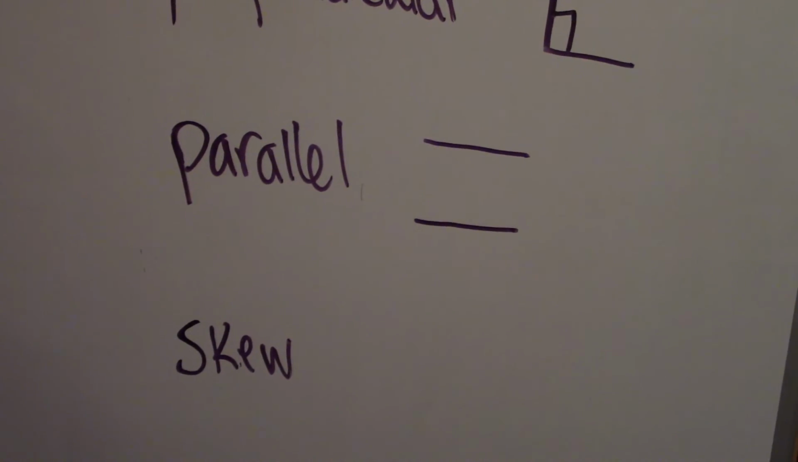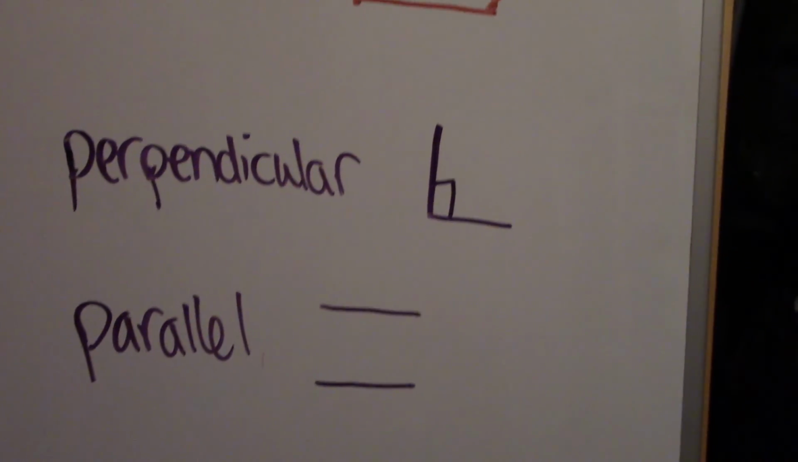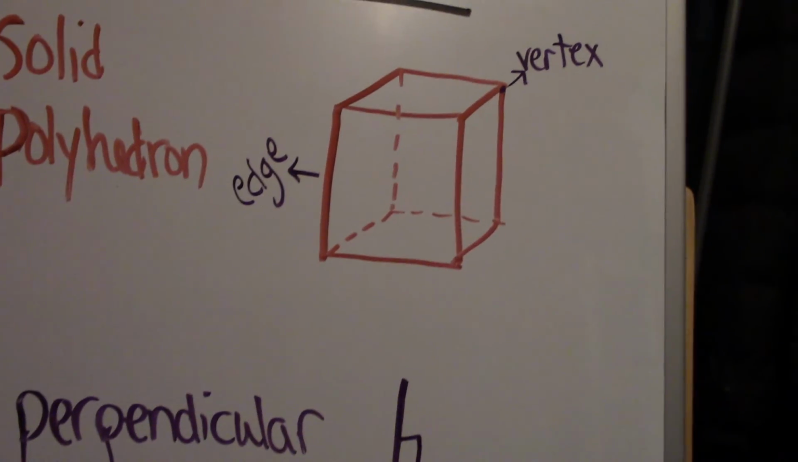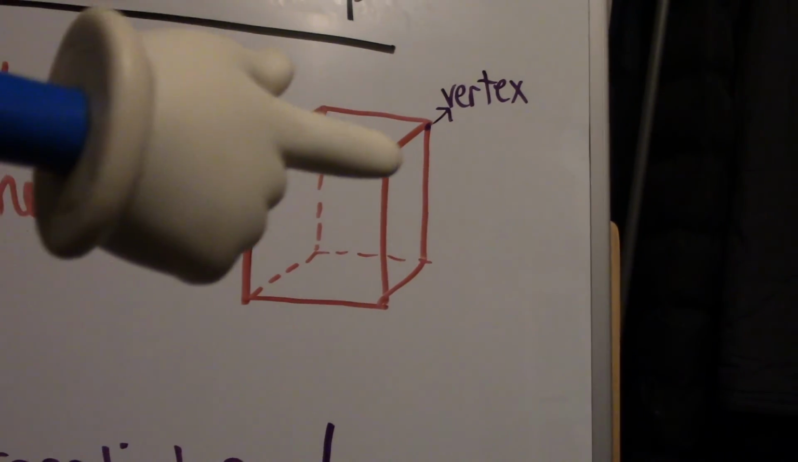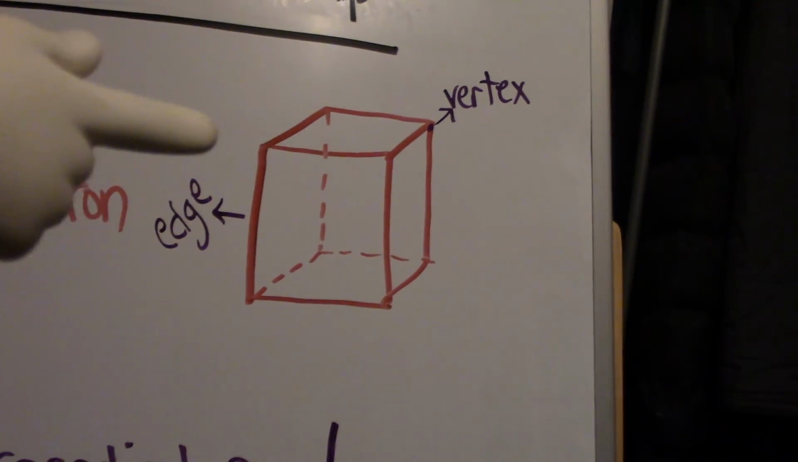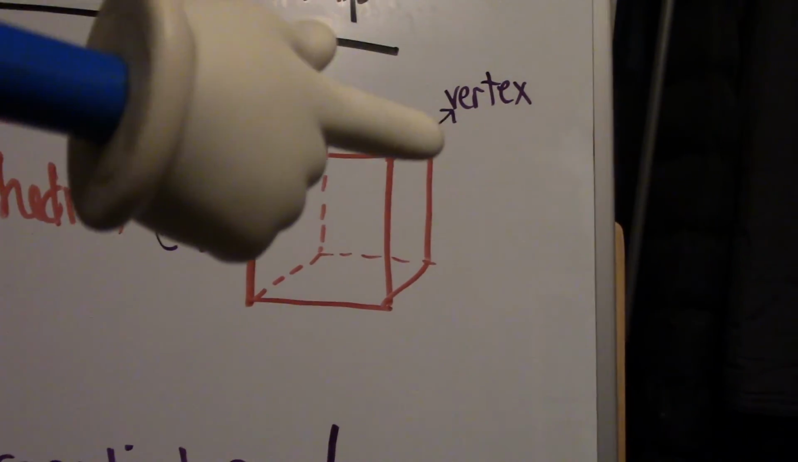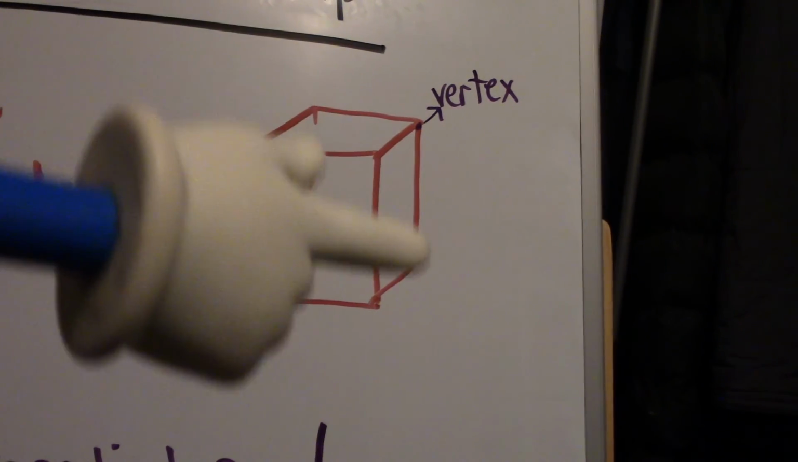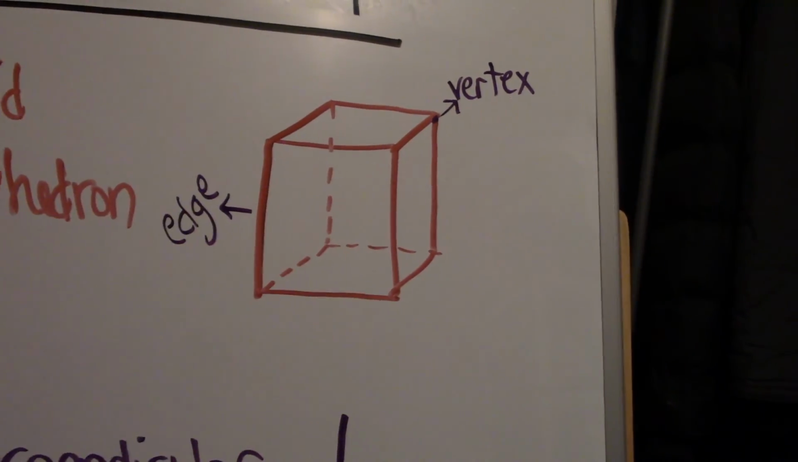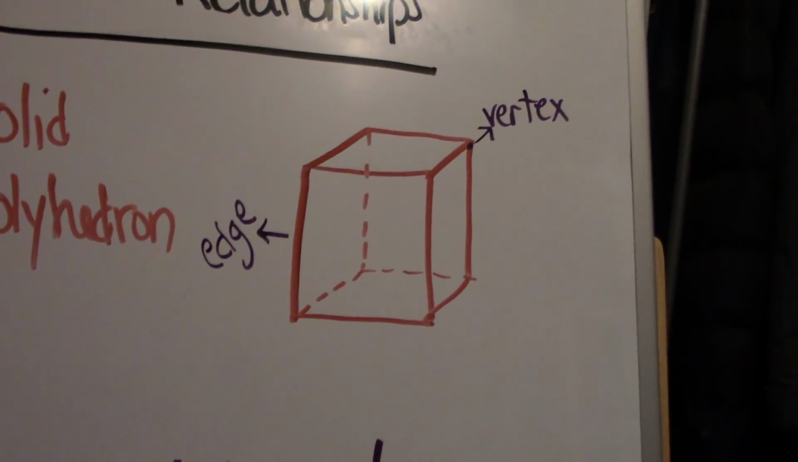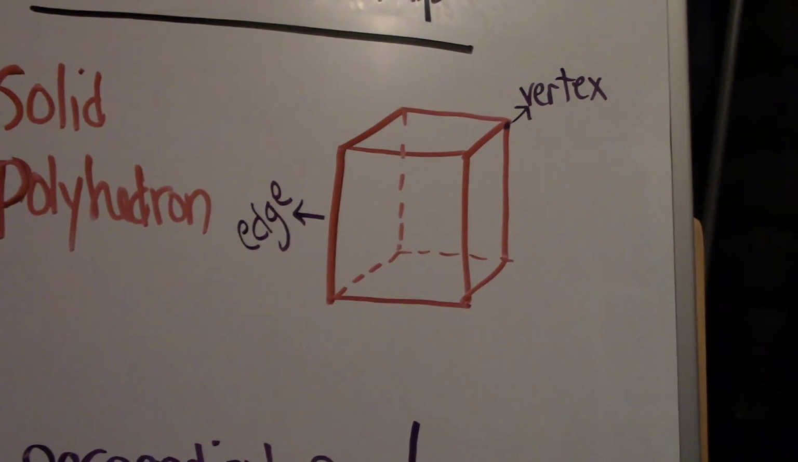But then there's one more special word that we get when we have these solids, and that word is skew. Lines that are skew never intersect, but they are not parallel because they are not in the same plane. So it would be like this edge up here on the top front of the box, and then maybe this edge down the back of the box. Those two edges will never cross each other, but they are not parallel because they are not in the same plane.